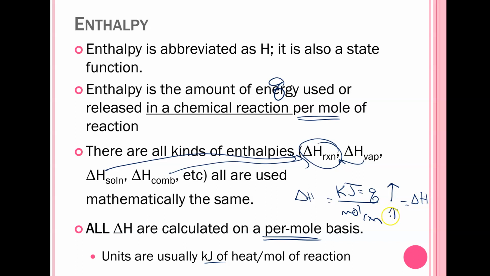The fact that it's independent of how you get there. I can use a little bit of natural gas and I get a little bit of heat. When I divide it out, it's the same number as if I used a lot of natural gas and I got a lot of heat. That's what makes it a state function.